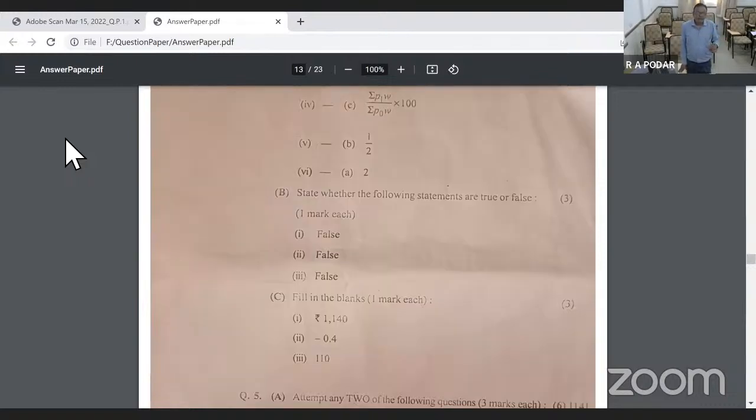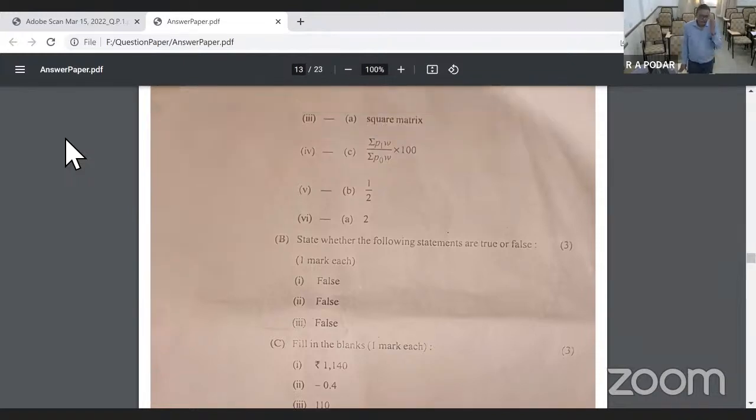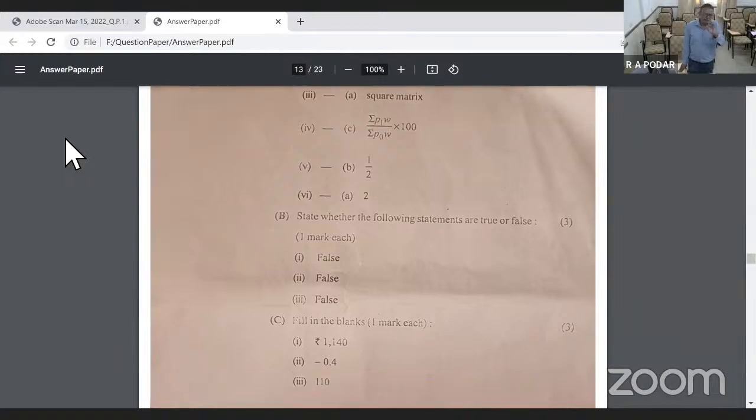This matrix is balanced if it is a square matrix. You know this. And using the weighted aggregate method you had to write the price index number. That is option C. So for the numerator a separate summation notation and for the denominator a separate summation notation should be there. That you note down first. Fourth question. Then fifth question, that 1/2 you are getting, and the last question A2. So these are the expected answers.